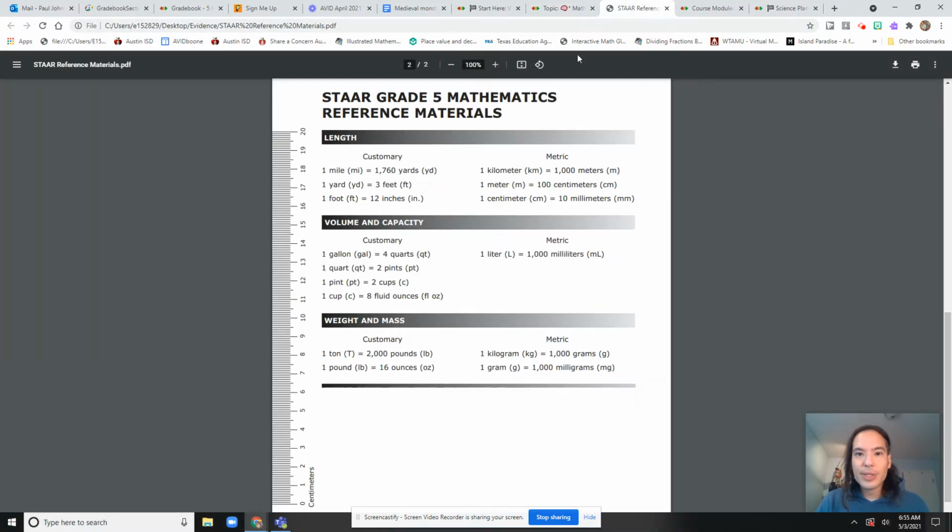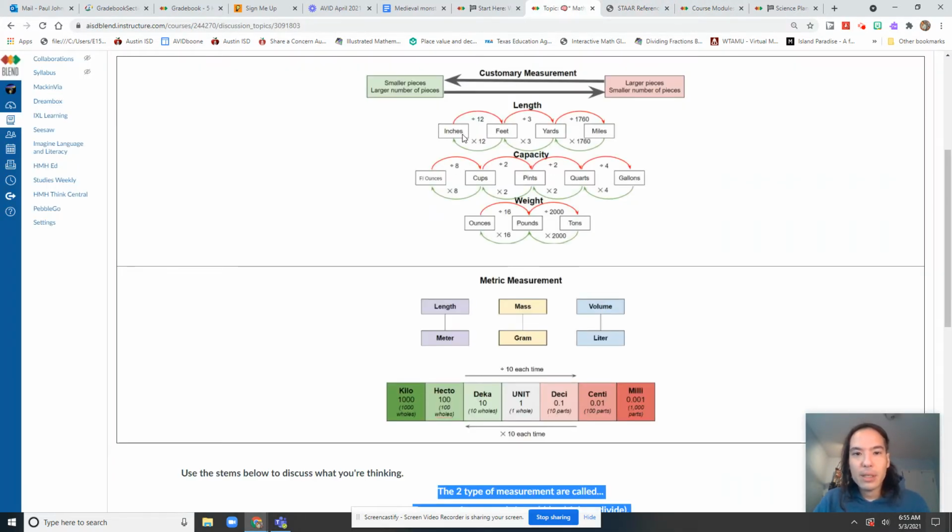And here's the thing on your handy dandy Star notebook or Star cheat sheet. It's got all the same information. See, 12 inches equals 1 foot, 3 feet equals 1 yard, 1,760 yards equals 1 mile. It's the same thing that we're looking at over here, except it's sideways and they actually kind of show you.